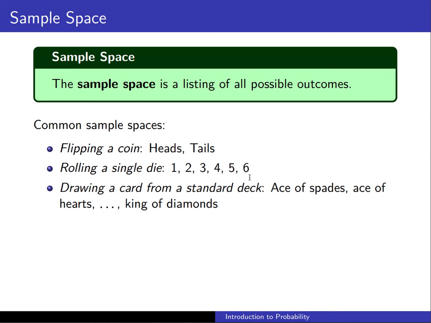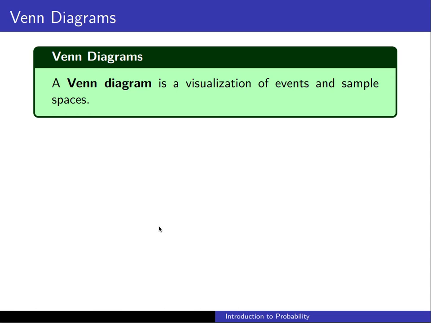Drawing a card from a standard deck. A standard deck of cards is 52 cards, with 4 suits each and 13 cards per suit. So we have cards such as the Ace of Spades, Ace of Hearts, all the way up to King of Diamonds. So we'll go over some of these cards in this video as well if you're not as familiar with them as other people. So in order to help us with probability, we have visualization techniques.